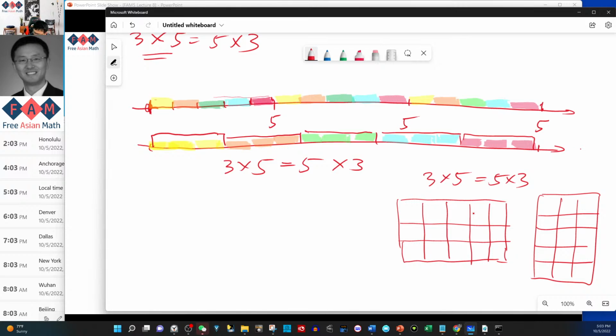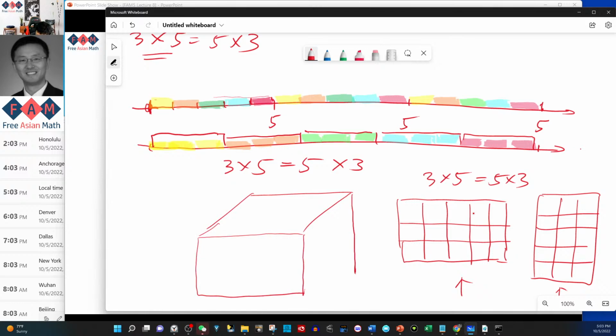associative law? Well, you can extend this model into a 3-dimensional case. Now, this was a rectangle, and now we have a 3-dimensional case. You can see that if this is L, you have L many numbers, and this is M, you have M many numbers, and the height is M.